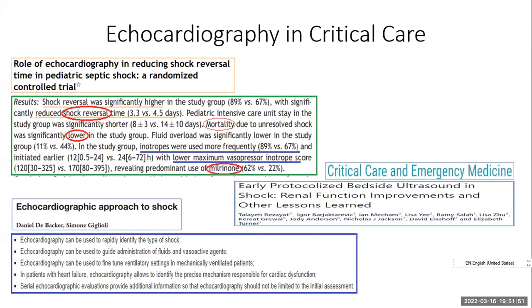Yes, sir. Perfect. Okay. So there are several papers which have mentioned the role of echocardiography in management of hemodynamically challenged patients.